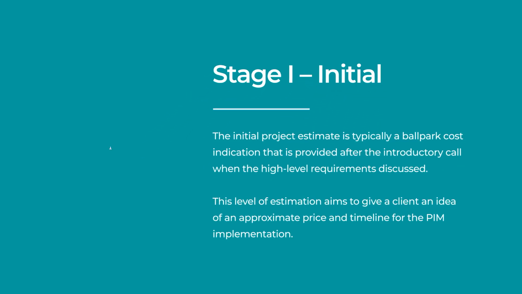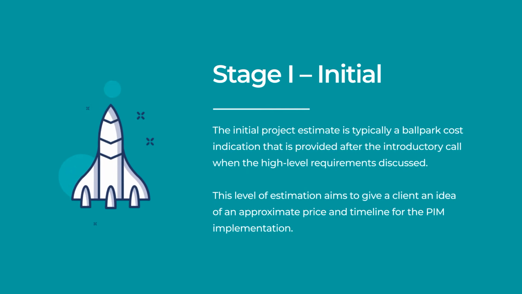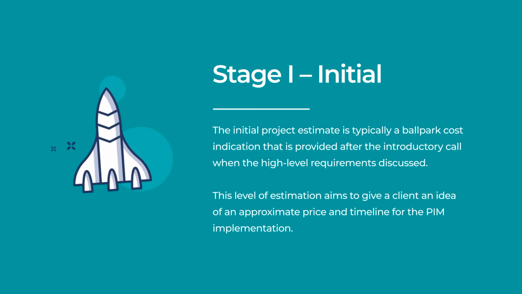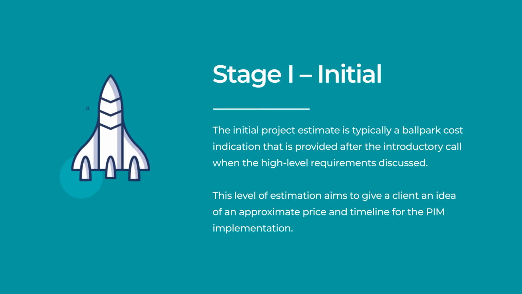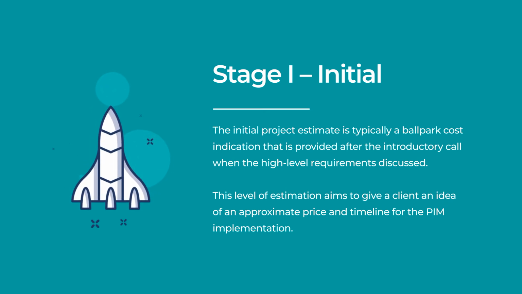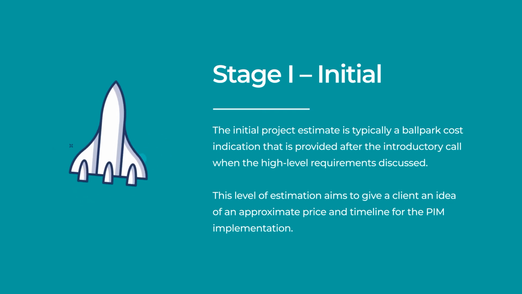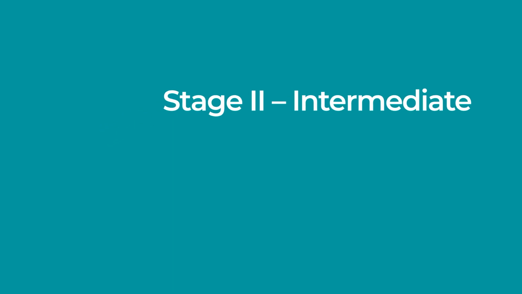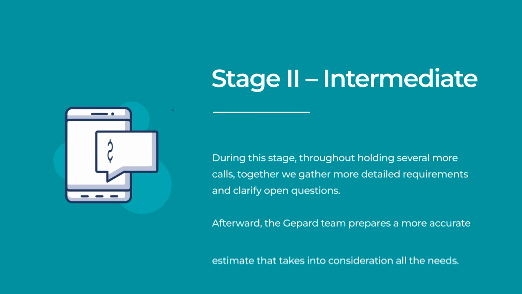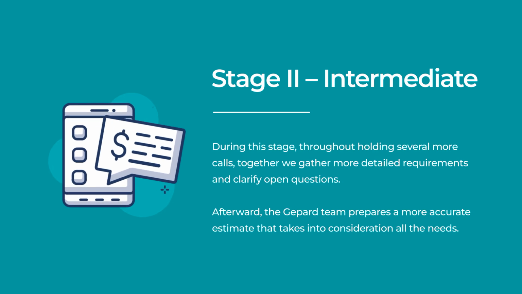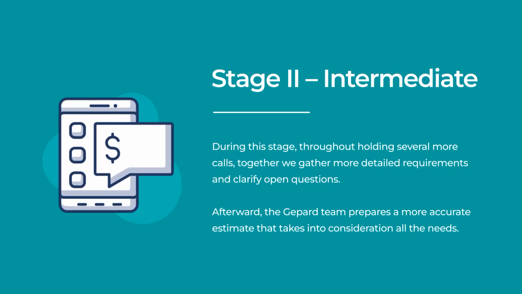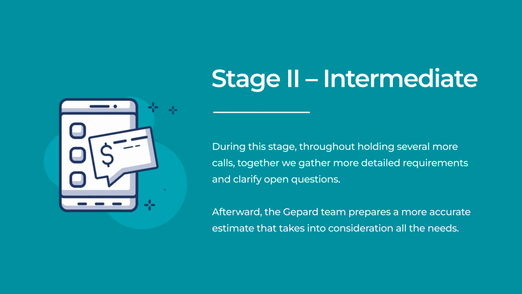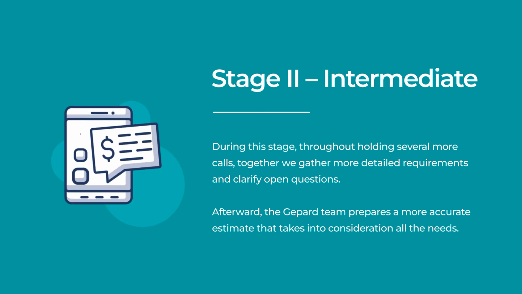Stage 1 – Initial. The initial project estimate is typically a ballpark cost indication that is provided after the introductory call when the high-level requirements are discussed. The level of estimation aims to give a client an idea of an approximate price and timeline for the PIM implementation. Stage 2 – Intermediate. During this stage, throughout holding several more calls, together we gather more detailed requirements and clarify open questions. Afterward, the Jeopard team prepares a more accurate estimate that takes into consideration all the needs.